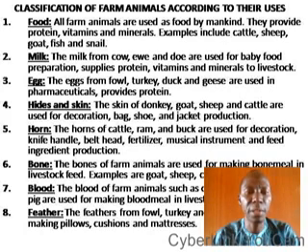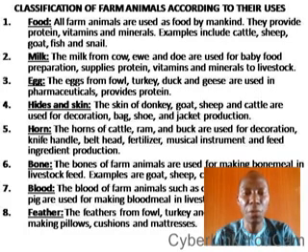The skin of donkey, goat, sheep, and cattle are used for decoration, bag, shoe, and jacket production. Number 5. Horn. The horns of cattle, ram, and the buck are used for decoration, knife handle, belt head, fertilizer, musical instruments, and feed ingredient production.